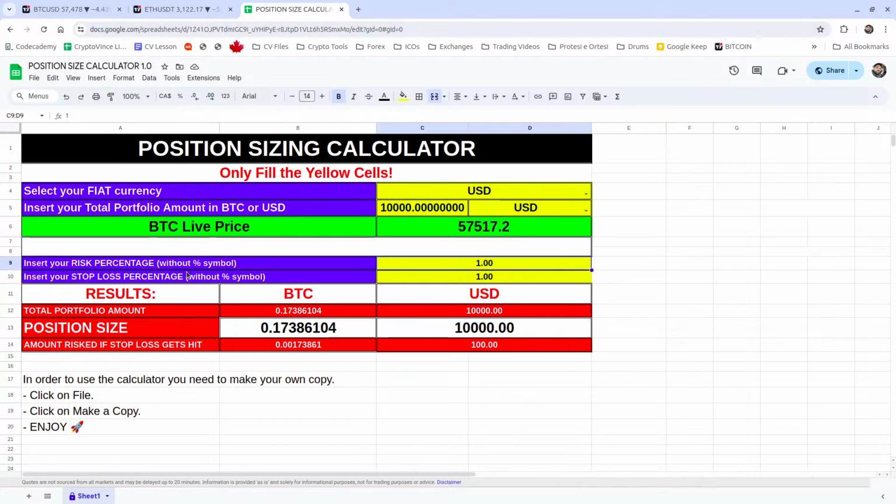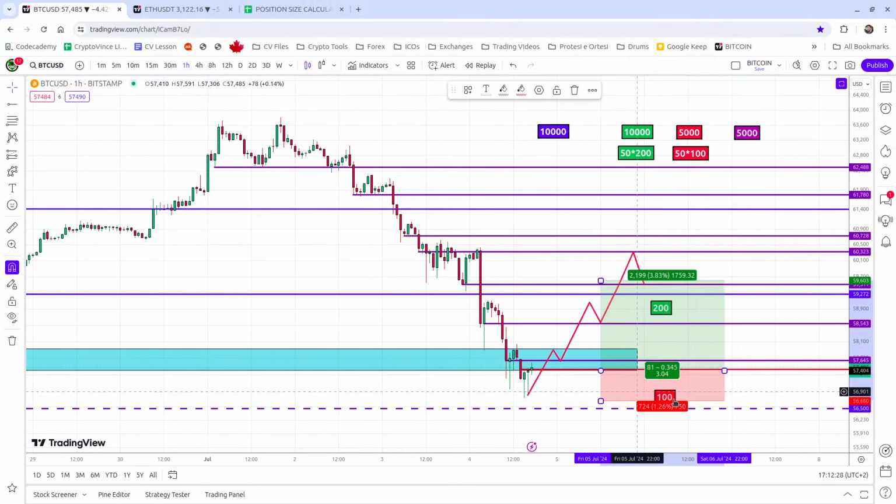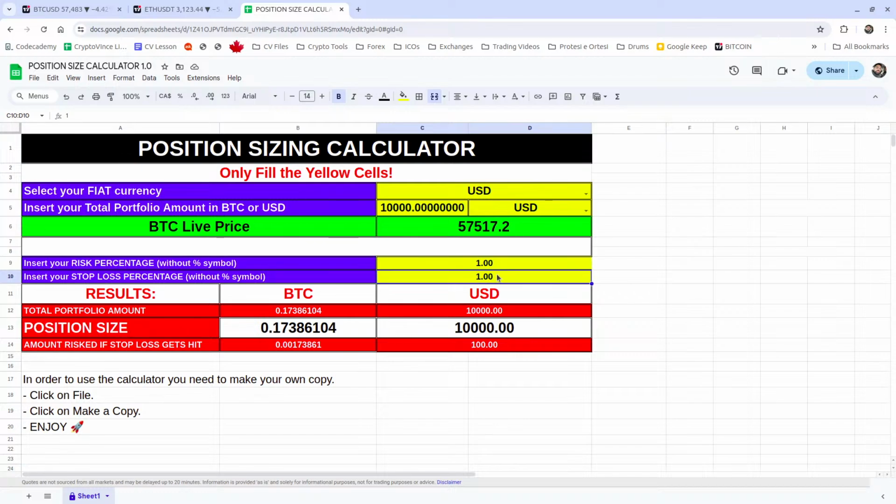Insert your stop loss percentage without percentage symbol. Okay, so how much percentage is here? You can see from this tool it's 1.26%. Okay, or if I go lower here, let's make it 2, let's say a stop loss of 2%. I go here, 2%, done.